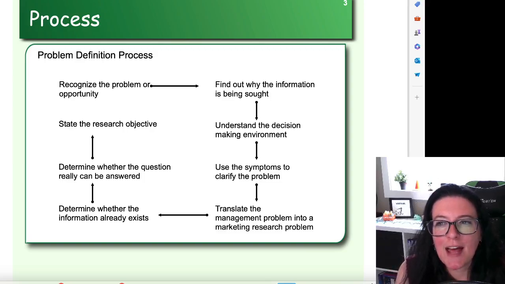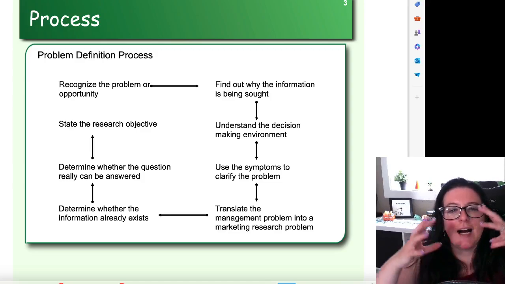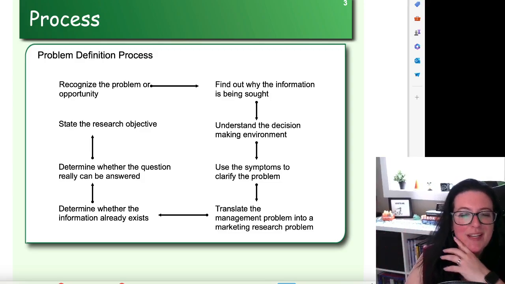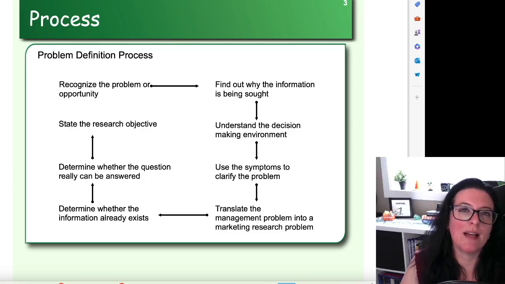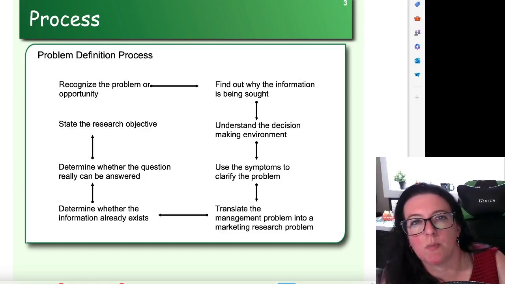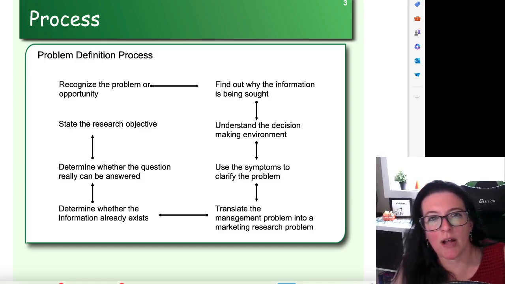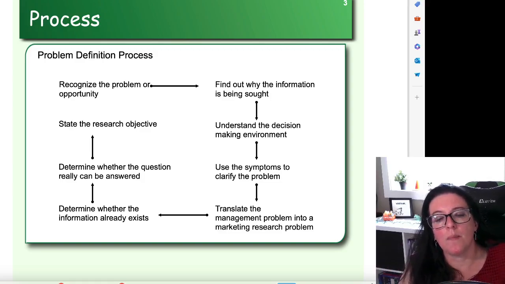So we need to find out what information is being sought. We need to understand the decision-making environment. We need to explore the context, the opportunities, and what's happening. We also need to look at the symptoms and recognize that the people within the organization might focus on just a small handful of symptoms and not see that bigger picture. So we want to dig deeper and explore to make sure we get to the real heart of the matter.